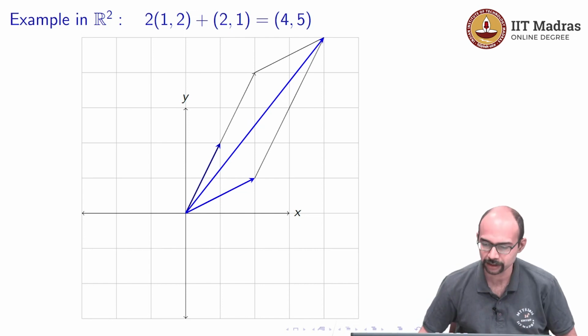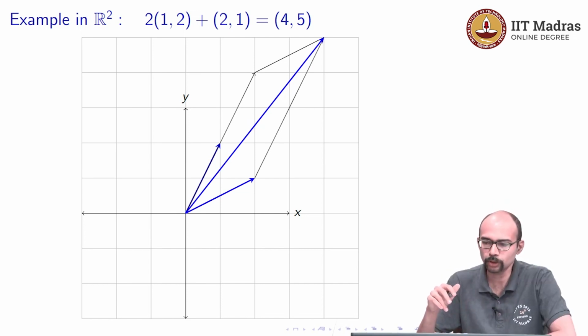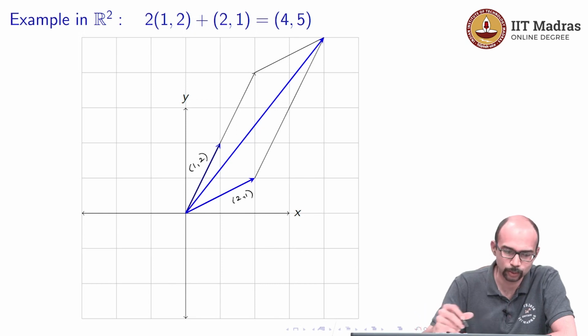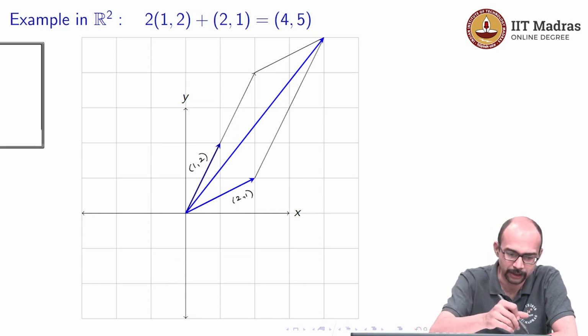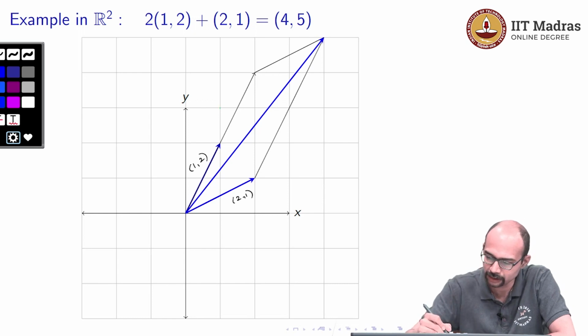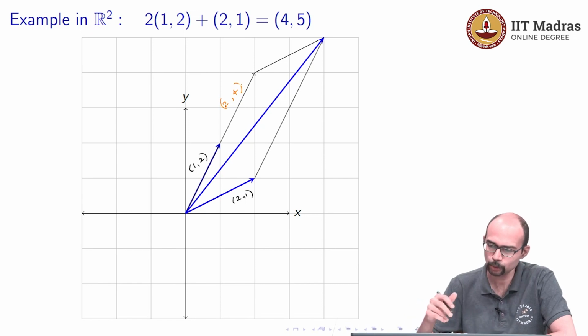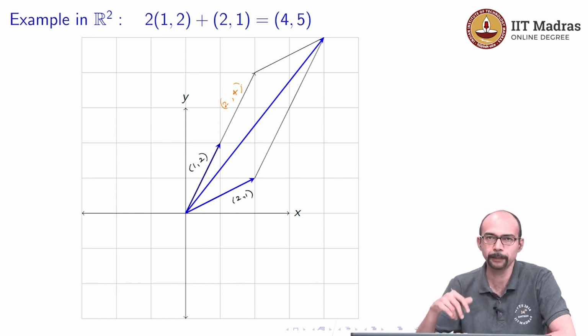The example here is 2 times (1, 2) plus (2, 1) is (4, 5). What is (1, 2)? (1, 2) is over here. What is (2, 1)? (2, 1) is over here. Then you take 2 times (1, 2), you scale (1, 2) by 2. The new vector you get after scaling is this thing here, which is (2, 4). So you have (2, 4) plus (2, 1), use the parallelogram law and you get (4, 5).